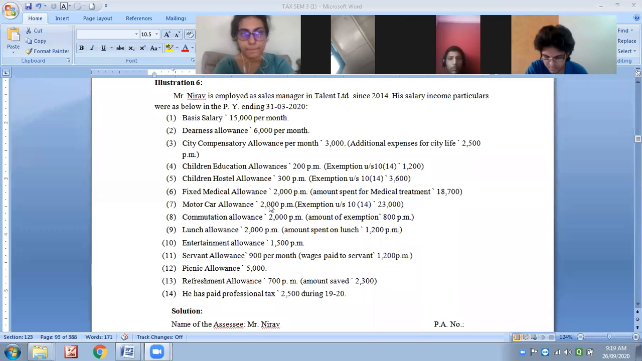Motor car allowance, 2000 per month. Taxable or not? Motor car allowance, taxable or not?